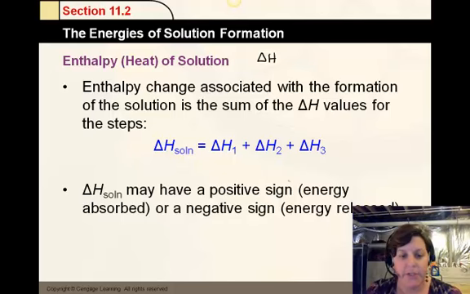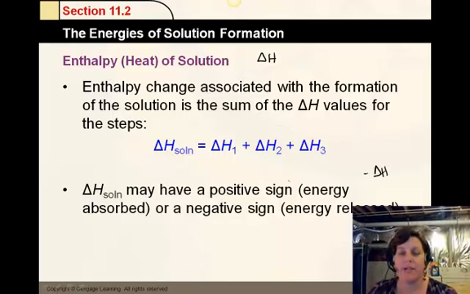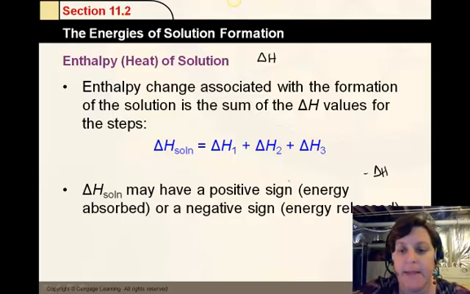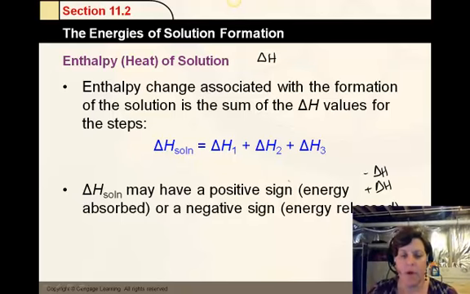Delta H solution may have a positive energy or a negative energy, or negative sign. Delta H positive and delta H negative. Remember, delta H negative is an exothermic reaction, and that's favorable. That's a natural direction of change, is more likely to have energy released than energy absorbed. Delta H positive is one where energy is taken in. You're adding energy to the reaction.